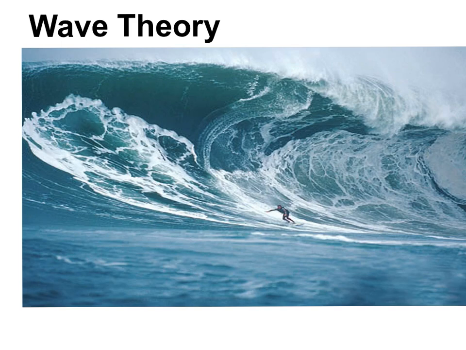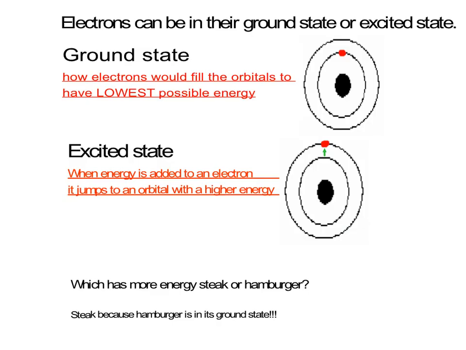Alright, here's the Chemistry 1 video for wave theory. So, electrons can be in their ground state or excited state. Here's a couple of little definitions for you.